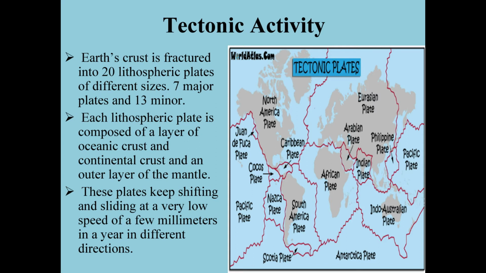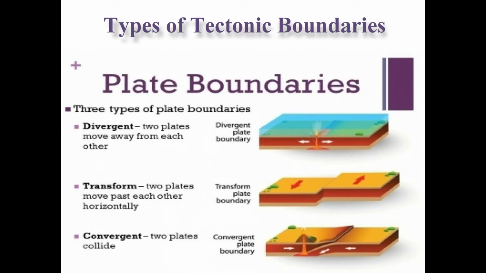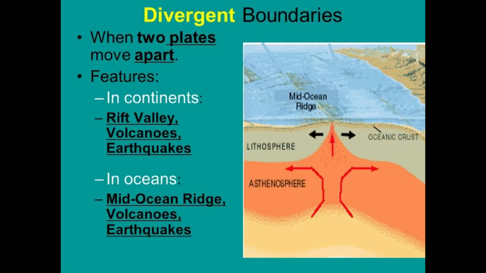These plates keep shifting and sliding at a very slow speed of a few millimeters in a year in different directions. The movement of these plates is commonly known as tectonic activities. Types of tectonic boundaries. Movements of the tectonic plates can be categorized into 3 types: transform boundaries, divergent boundaries, and convergent boundaries. Divergent boundaries. When two plates drift apart, they may cause valleys, volcanoes, earthquakes.